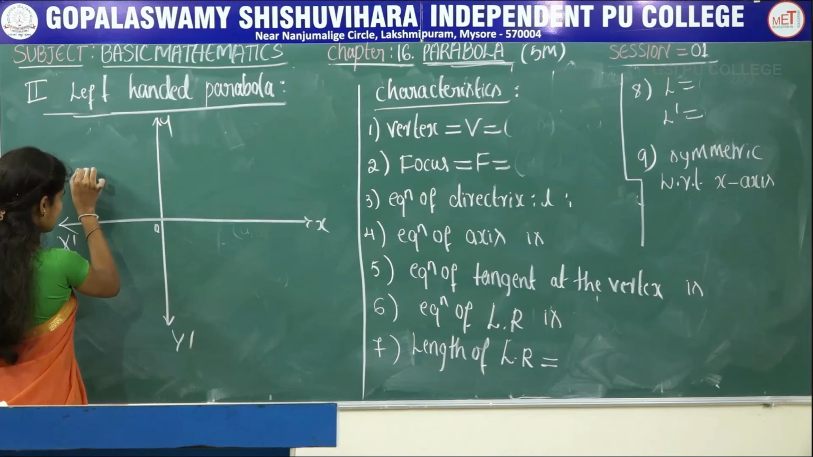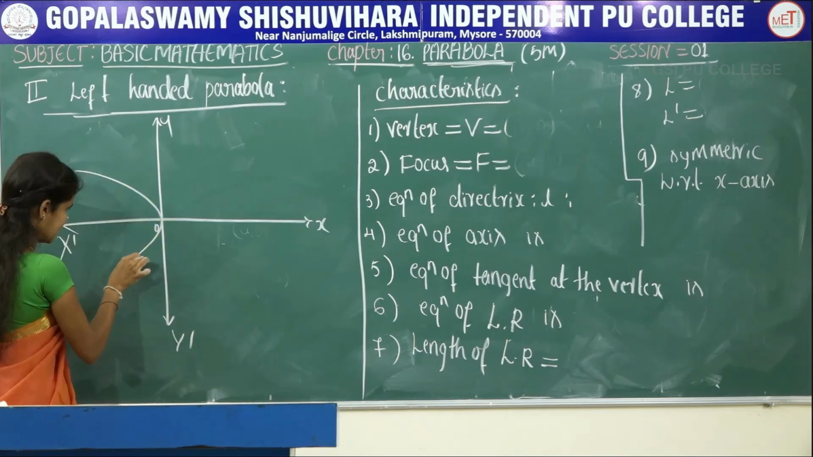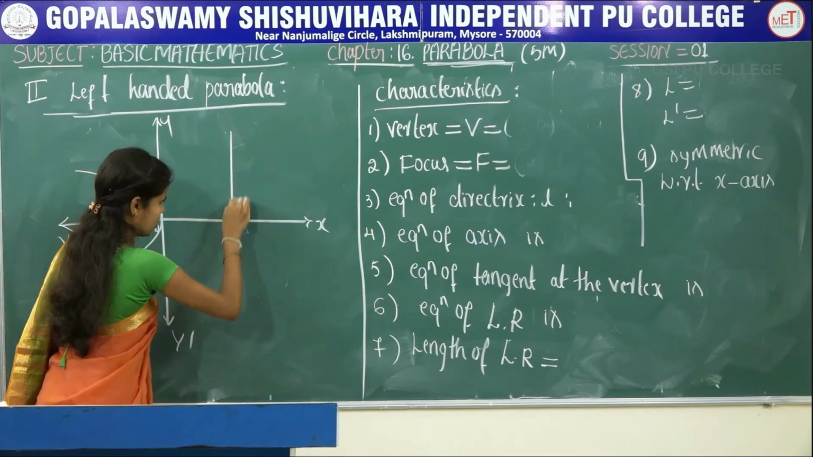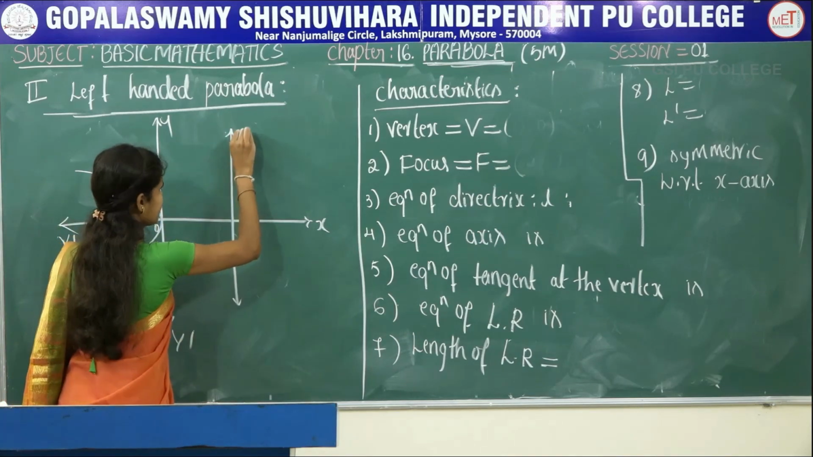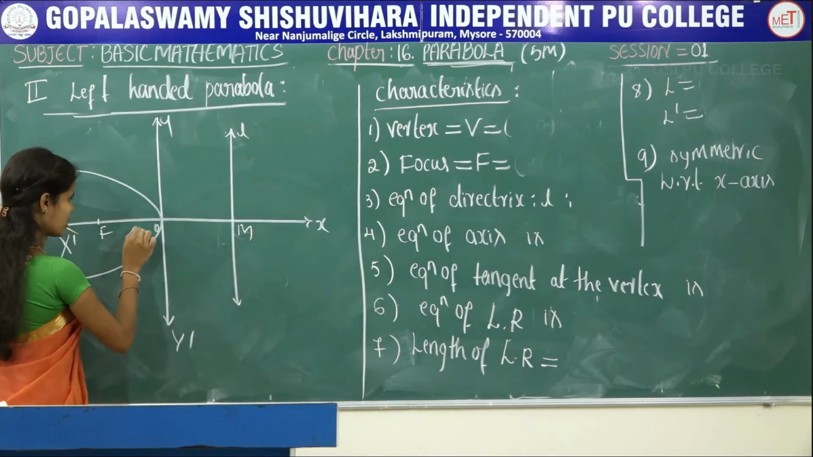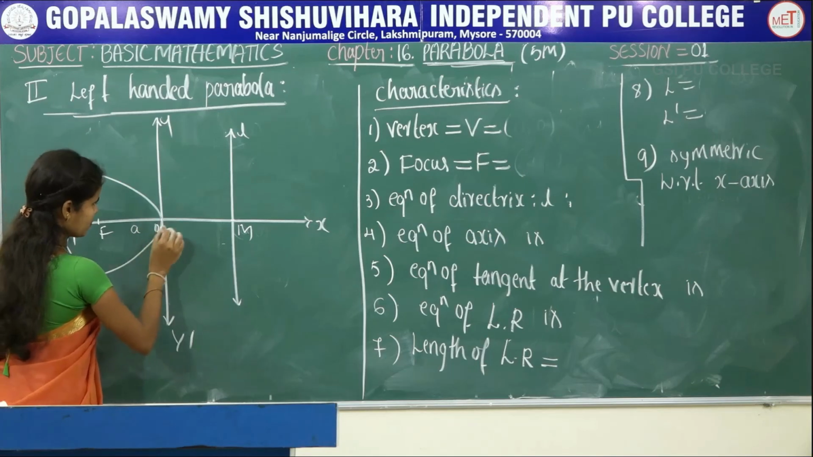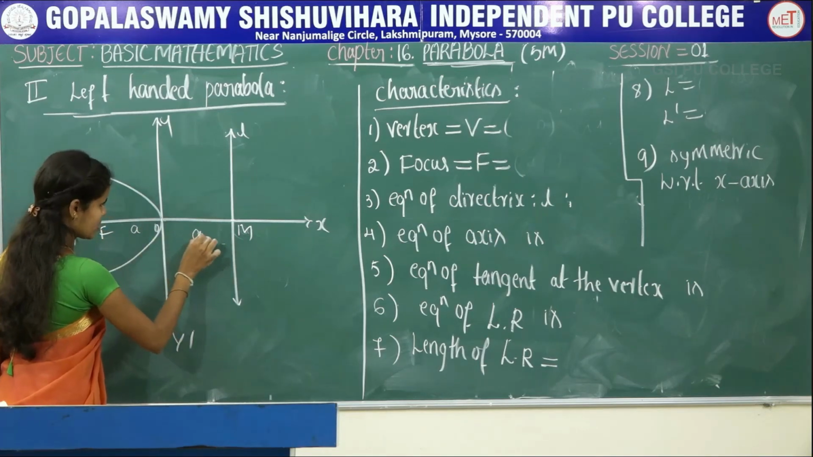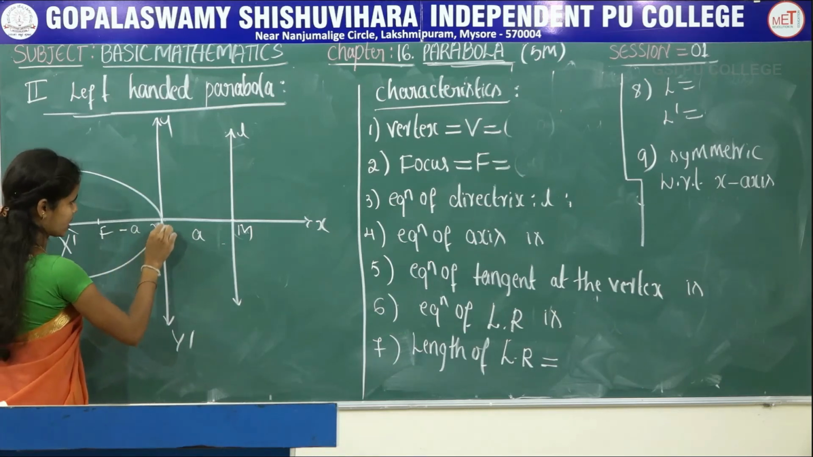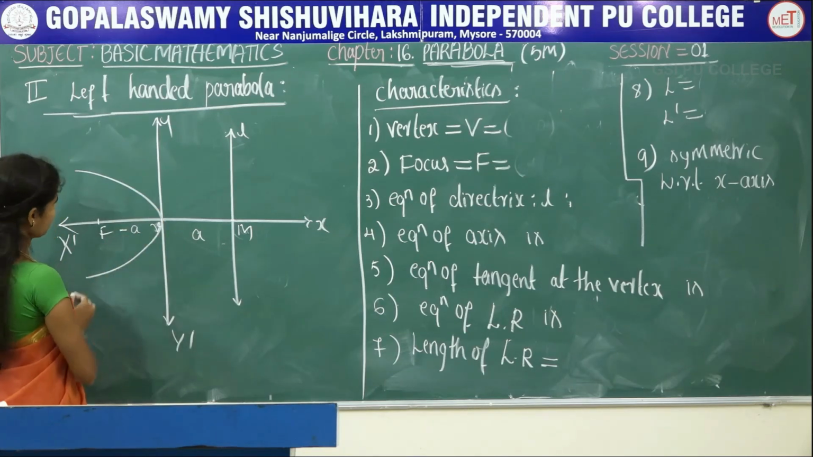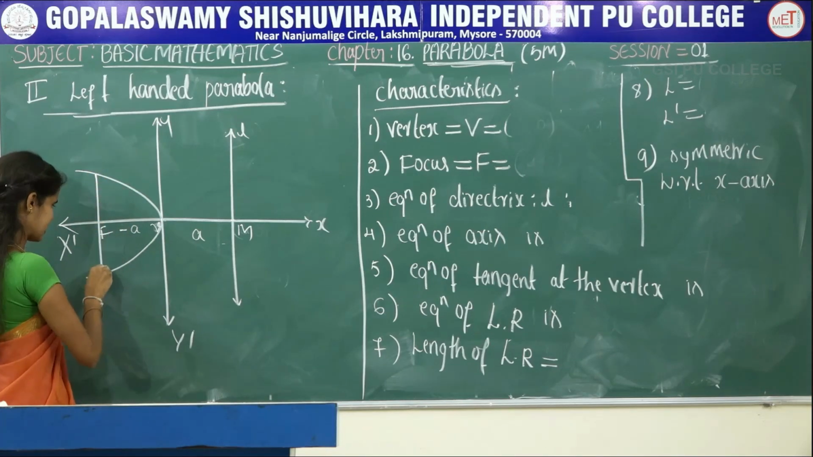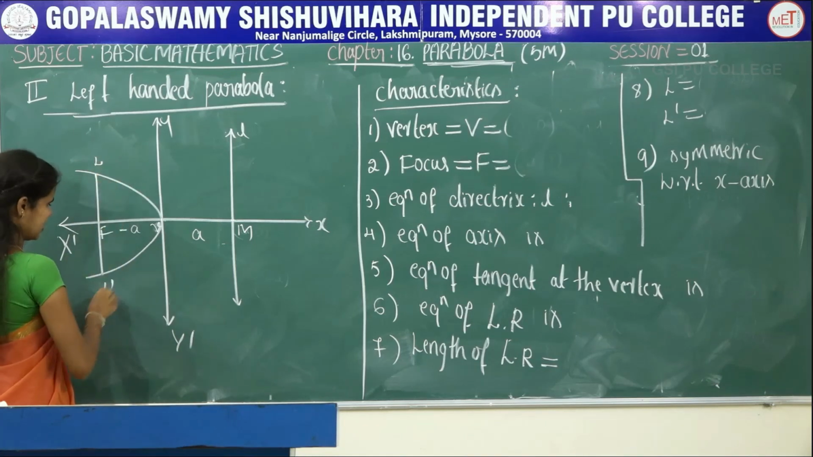Left-handed parabola means symmetric with respect to negative x-axis. Consider your focus and directrix L. So this is the point M. This distance is equal to a, and this distance is also equal to a. FM is equal to minus a. This is the vertex, denoted by V.